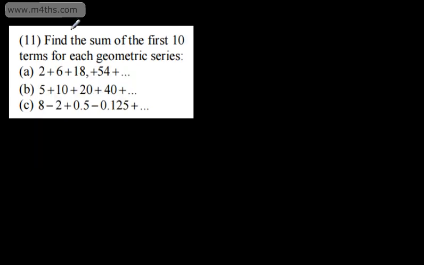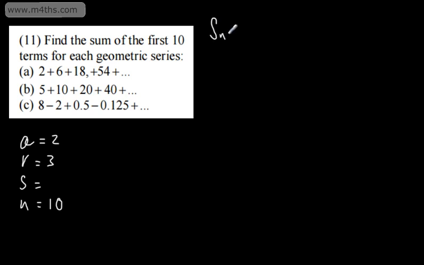Okay, let's look at question 11. We're asked to find the sum of the first 10 terms for each geometric series. So let's look at the first one. We've got 2 plus 6 plus 18 plus 54 plus so on and so forth. So A, R, S and N. If we look, A is going to be 2. We know that N is going to be 10. We want the sum. We need the ratio. We're told it's geometric, so I don't have to check. We've got 2, 6, 18. Well, 6 divided by 2 is going to give me 3, and that's the ratio.